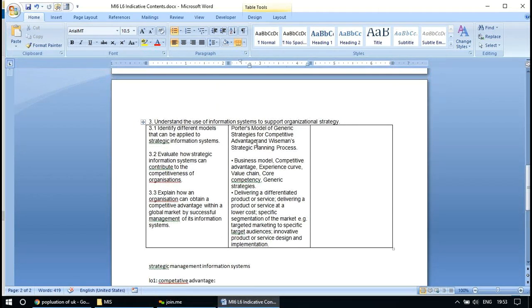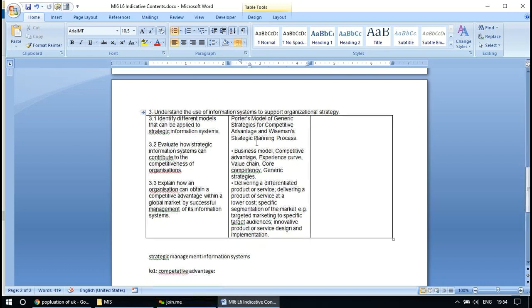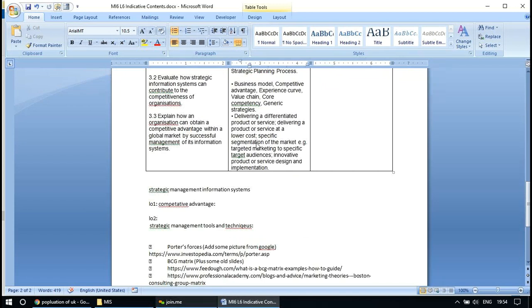And the next LO is basically Porter's models and the strategies: what the strategy is, how to create the strategy, how to implement the strategy, and what the models are for implementing the strategies. This LO has a potential number of topics that we will discuss in the next session.